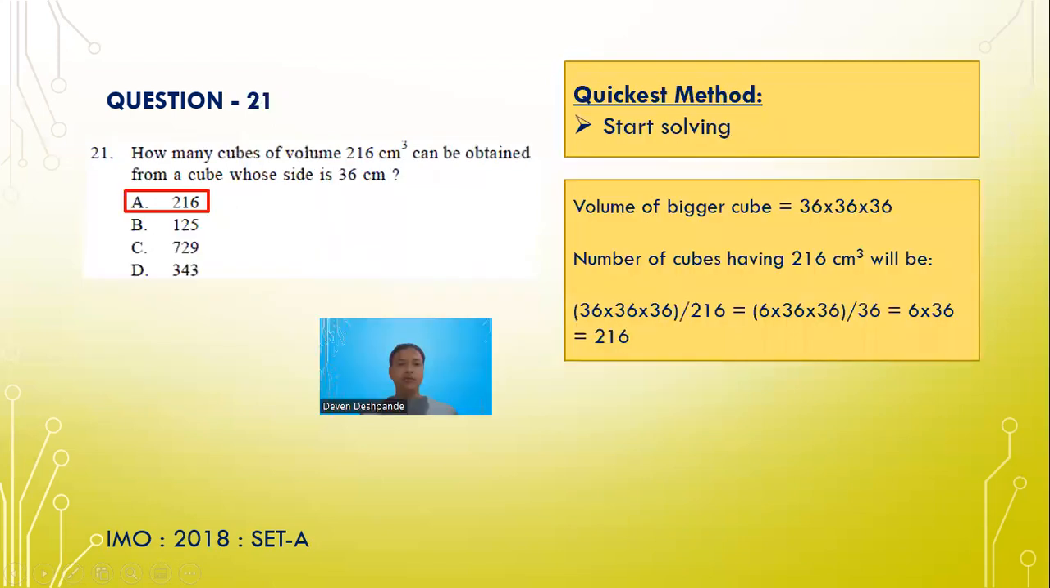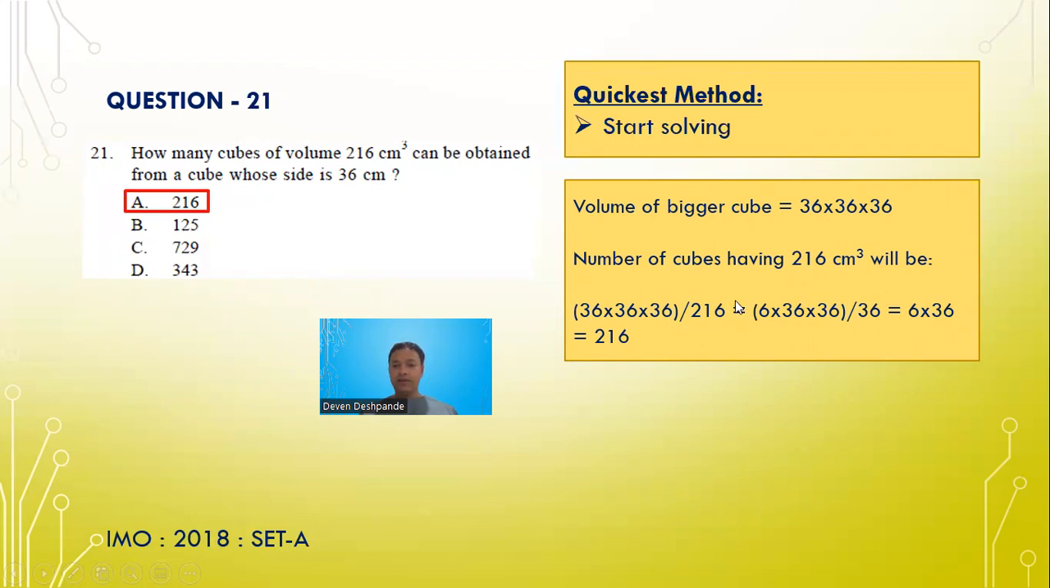Okay, next one. How many cubes of volume 216 cubic centimeter can be obtained from a cube whose side is 36 centimeter? Start solving. So what is the volume of the bigger cube? 36 into 36 into 36, isn't it? Side is 36. And number of cubes having volume 216 cubic centimeter. How many cubes can be formed? So volume of the bigger cube divided by 216. Volume of the bigger cube is 36 into 36 into 36 divided by the volume of the cubes to be formed, 216, isn't it?